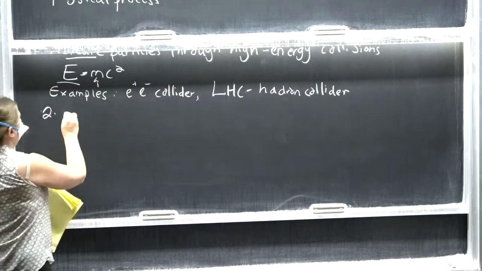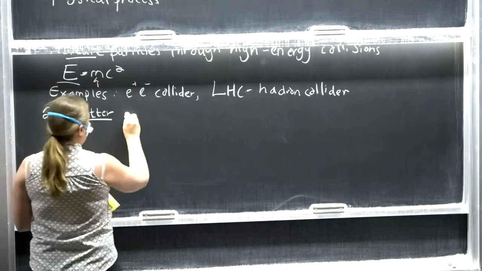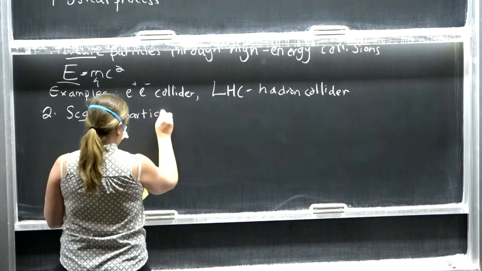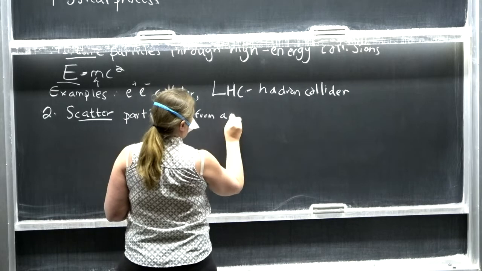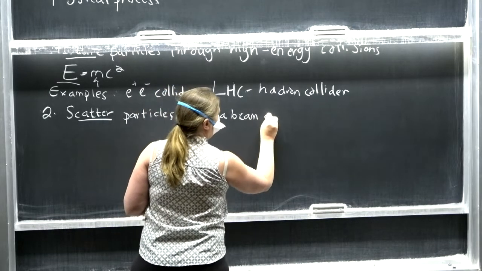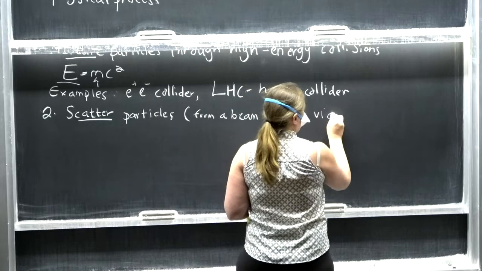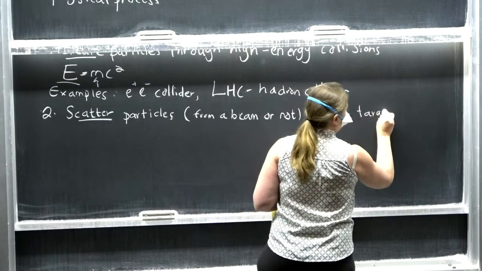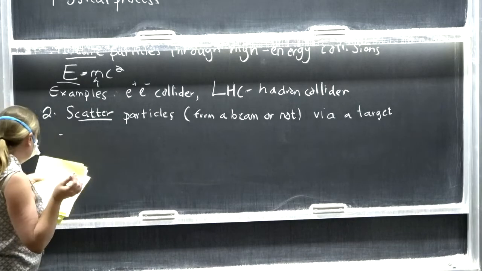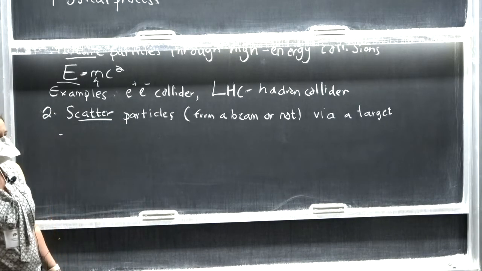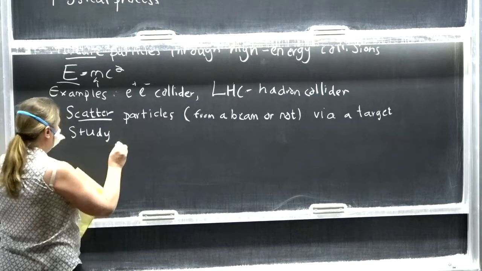Strategy number two would be we want to keep the particles that we have, but we want to scatter them, and these can come from a beam or not. Depends what you're after. And we would do this via some sort of target. By target, I really mean some chunk of typically heavy material that we would have. Now, why would we want to do this? Various different reasons. For example, actually that target might be the thing we're interested in. If that's the case, we might be wanting to study the structure of the target.